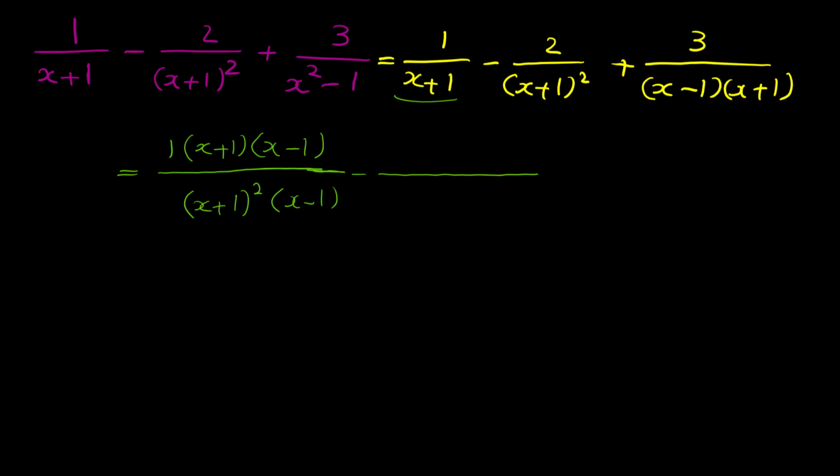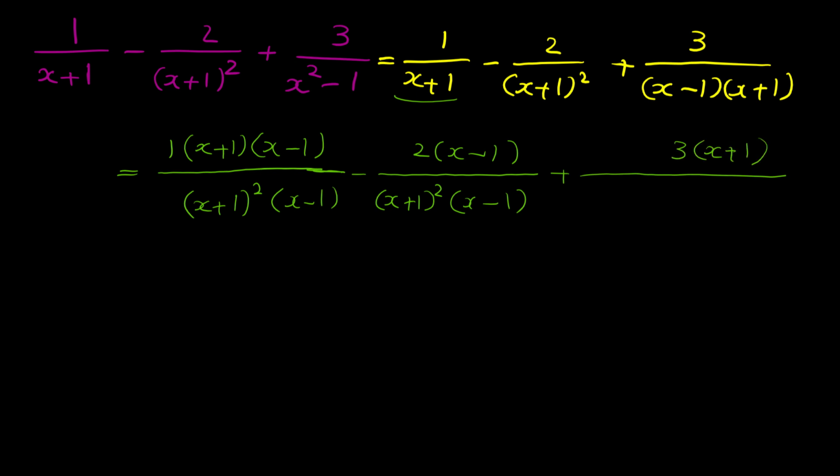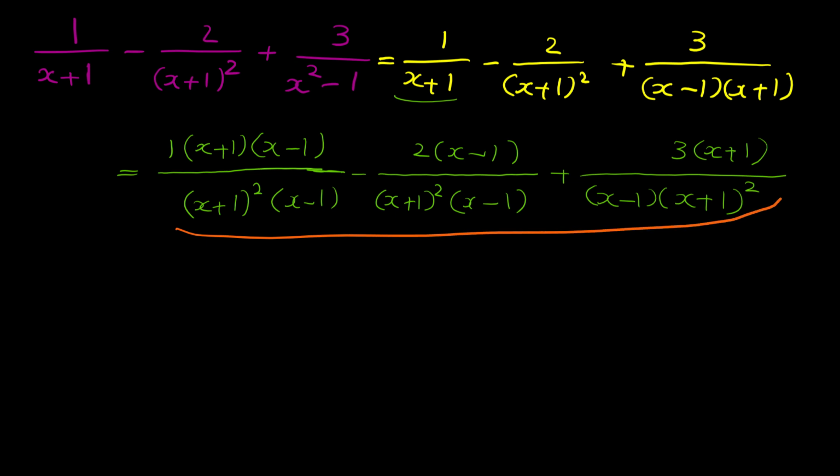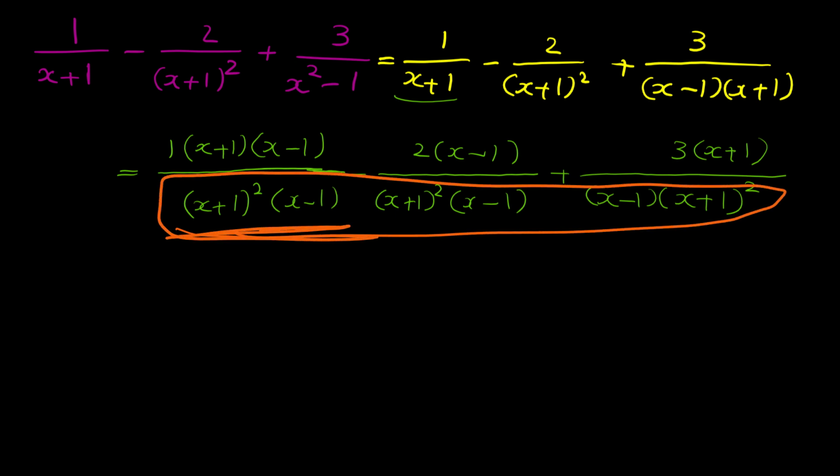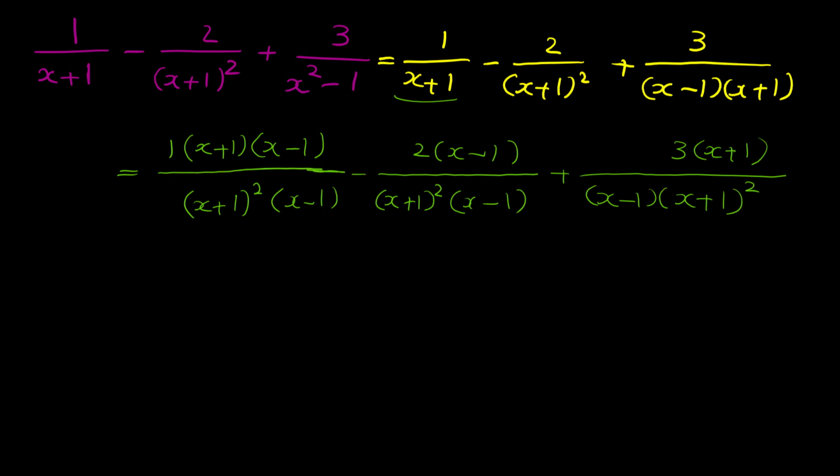For the next fraction, we multiply the numerator by x minus 1, and we multiply the denominator also by x minus 1. And finally, for the last fraction, we multiply the numerator by x plus 1, and we multiply the denominator also by x plus 1. So the denominator would be x minus 1 times x plus 1 to the power of 2. The denominators are the same. This is the same as this, and this is the same as this. And again, the order of their factors is not important.